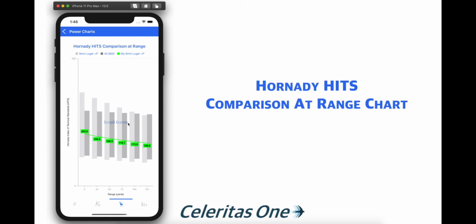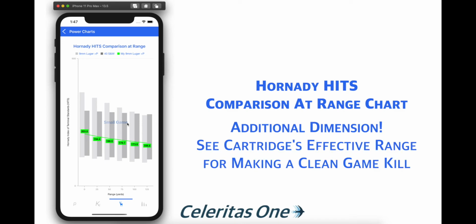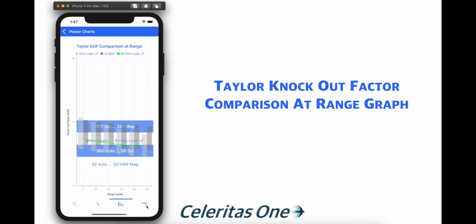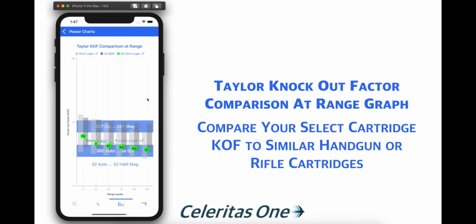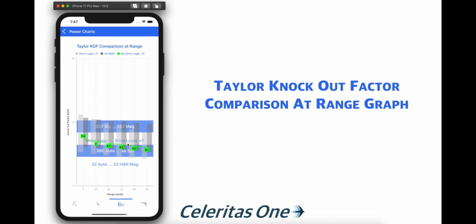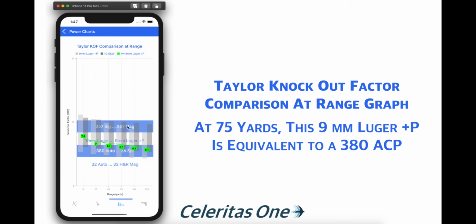With the Hornady Index of Terminal Standards chart, I now see an additional PowerAtTarget valuable feature: the ability to see my selected ammo's effective range for making a clean game kill down range. In addition to your comparison cartridge, the Taylor knockout factor chart also allows you to compare the knockout factor of similar handgun or rifle cartridges. Here I can see at 75 yards my selected cartridge drops to a 380 ACP power level.